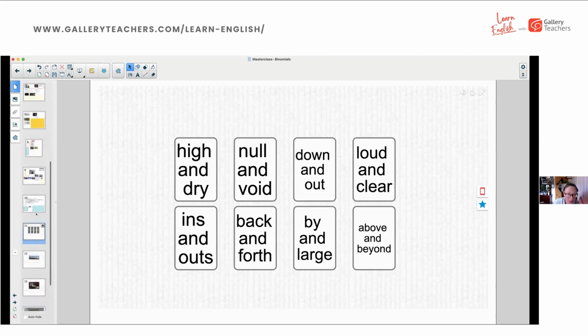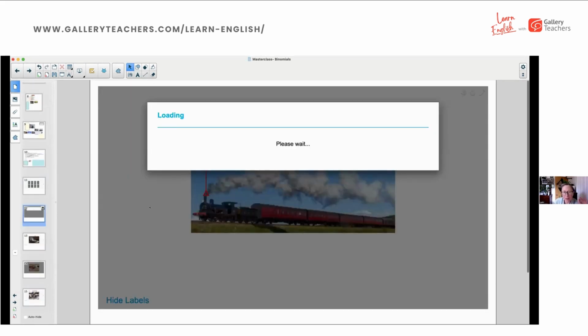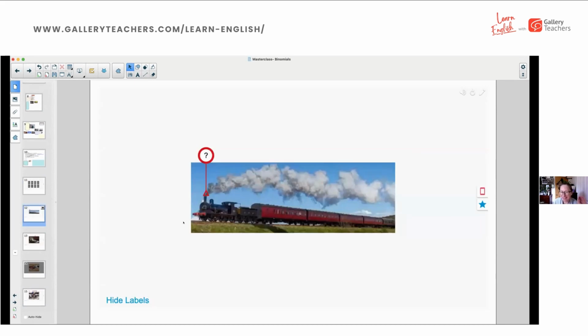Very good. And before we finish, just a quick one. When you look at this picture, what comes to mind? Look at this. Huffing and puffing. Good. It's a train. But it shows huffing and puffing like people. So we often say that a steam train is huffing and puffing because of that, right?